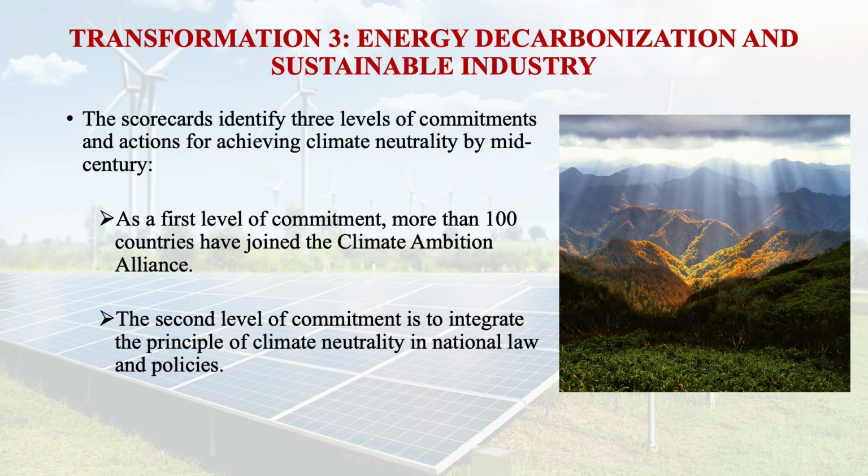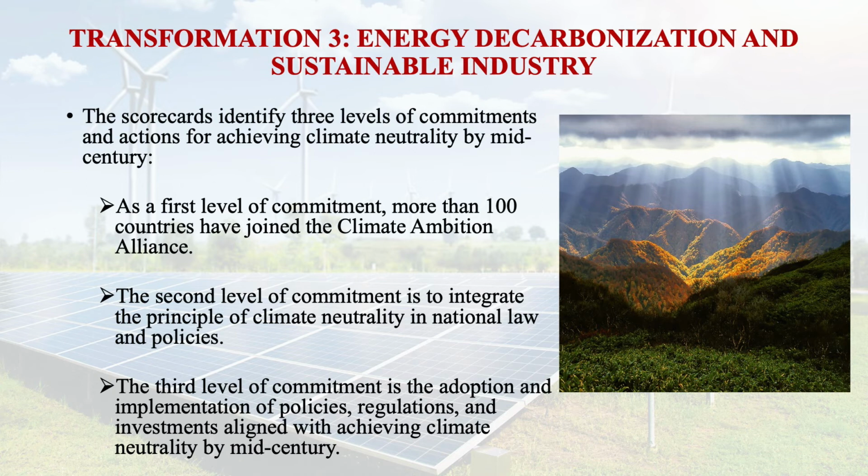The second level of commitment is to integrate the principle of climate neutrality in national laws and policies. According to the Net Zero Tracker, more than 30 countries have included climate neutrality by 2050 or beyond, 2060, in their laws or proposed legislation or national policy documents. This includes all G20 countries except Australia, India, Indonesia, Mexico, Russia, Turkey, and Saudi Arabia. Brazil and China committed to climate neutrality by 2060.